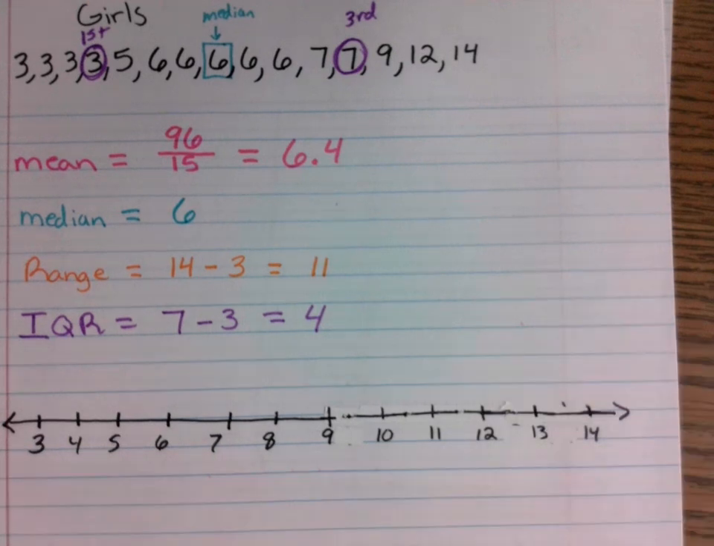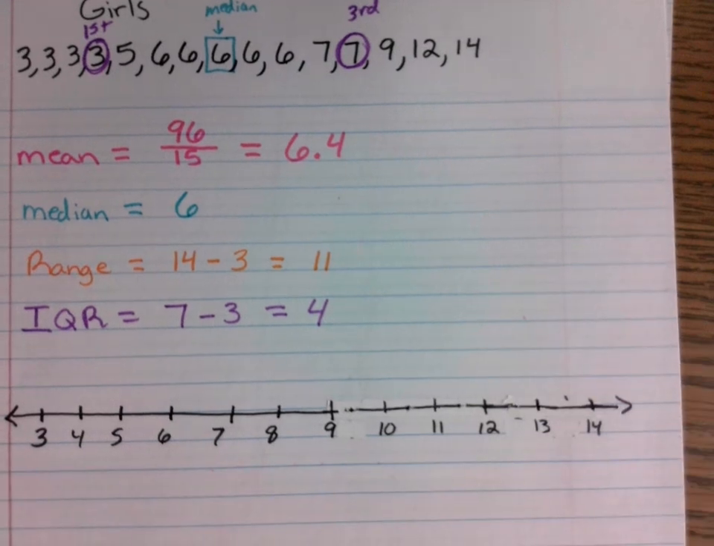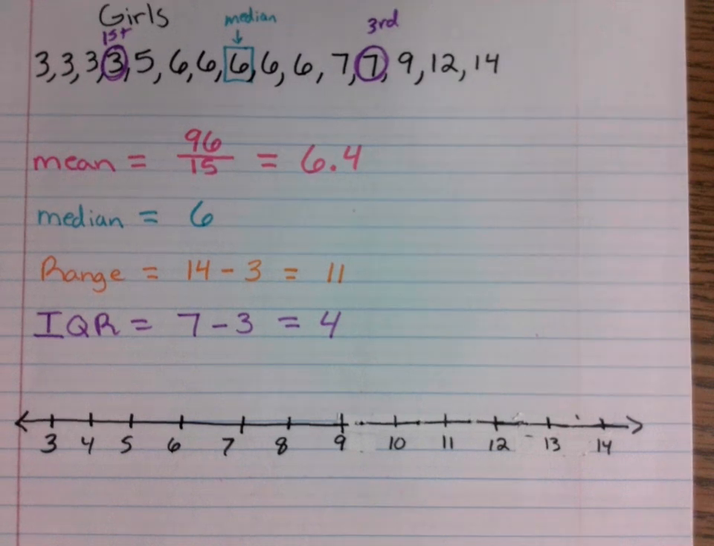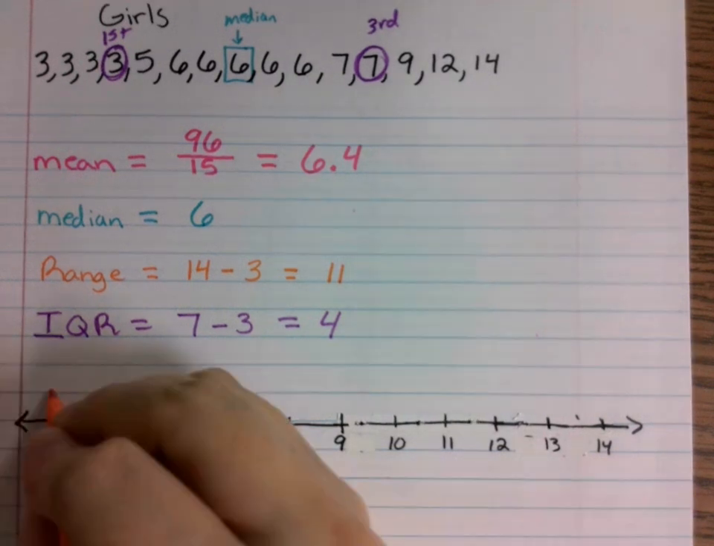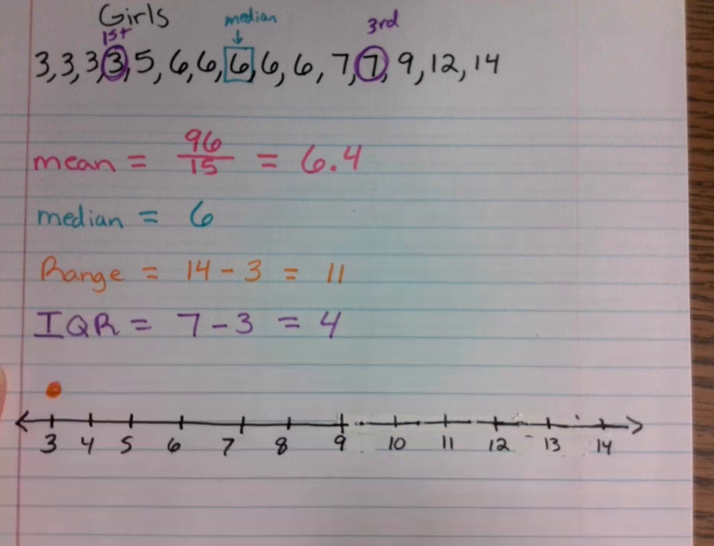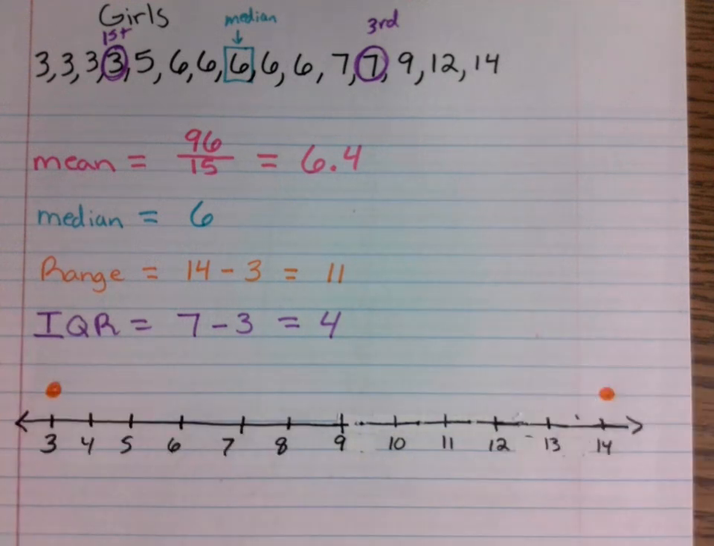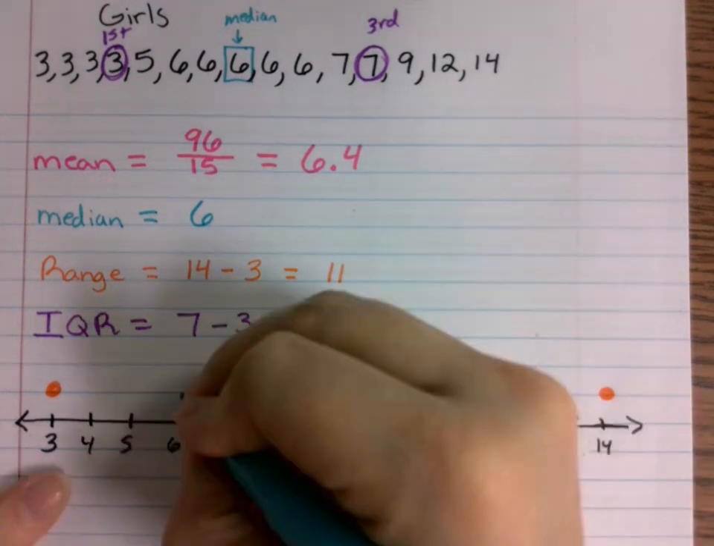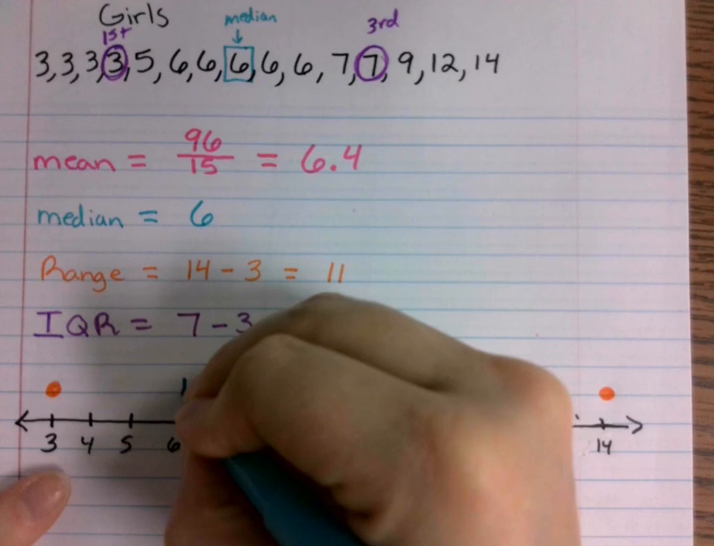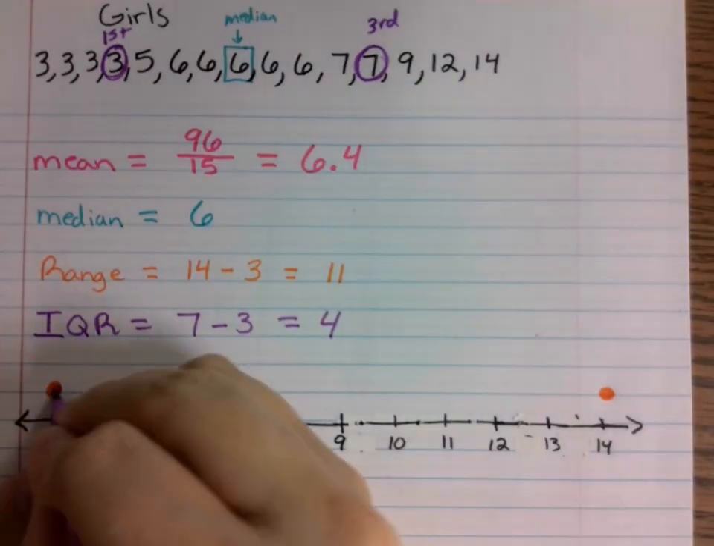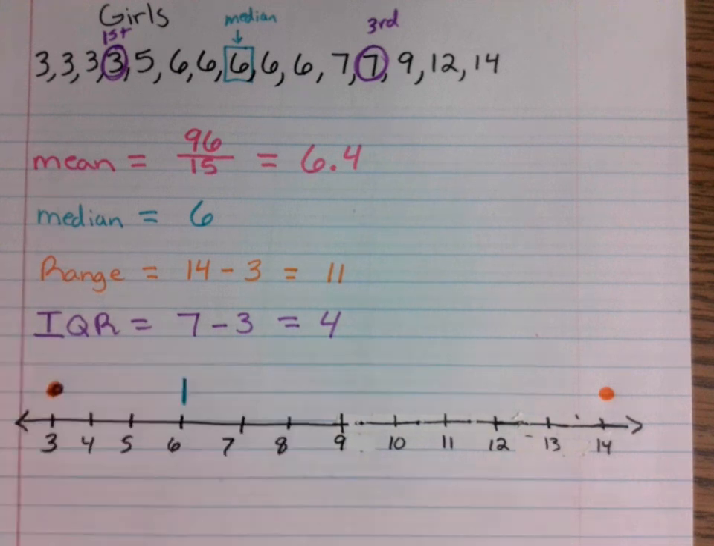All right, now we're going to plot our extremes. We've got the lowest value being our 3, the highest value being our 14. Our median is over here at 6. Our first quartile is also at 3. So notice that my lowest and my first quartile are the same. And then my upper quartile is here at 7.